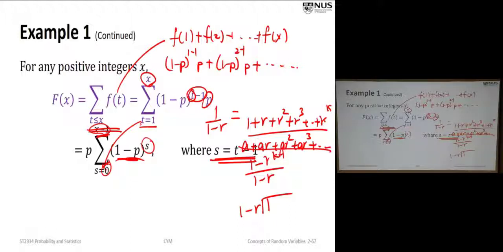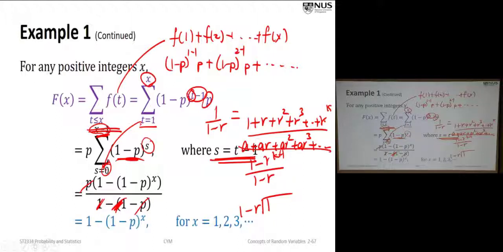All right? So now this one is equal to like that. Okay? And the beauty is that, 1 minus 1 cancel out and left with p. And p cancels with this p. Wow. So it's equal to this, for x equal to 1, 2, 3.